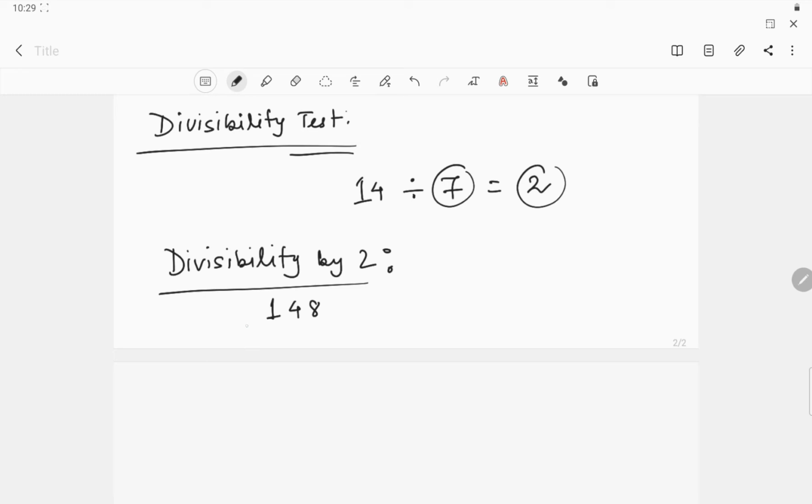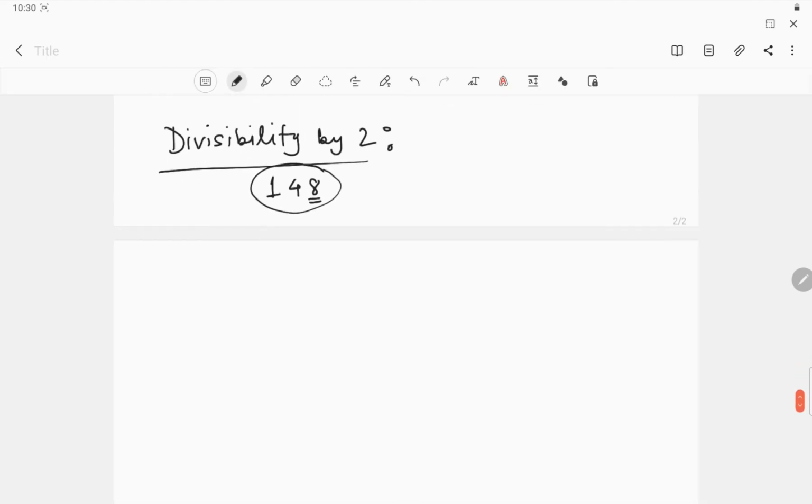How did you say this is an even number? Because this number ends with 8. You know, when a number ends with 0, 2, 4, 6, 8, then the number is called an even number. Since in this question it is given 148, this is an even number, and by the divisibility test by 2 we can check it is divisible by 2.